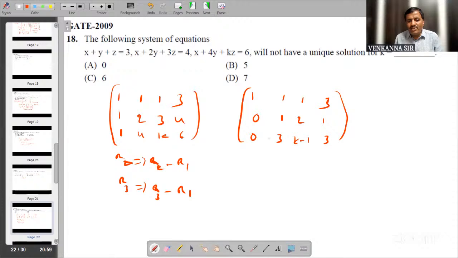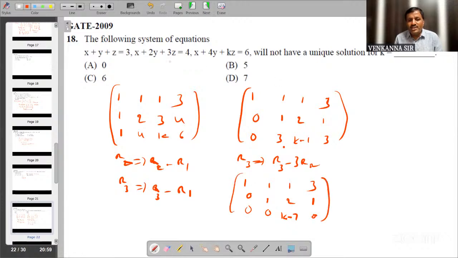Yeah, still one element is pending. This 3 should be reduced into 0. For that, what operation is required? R3 implies R3 minus 3R2. That makes the result 1, 1, 1, 3. These two are zeros. And 1, 2, 1, 0. R3: k minus 1 minus 6, k minus 7. 3 minus 3, 0.